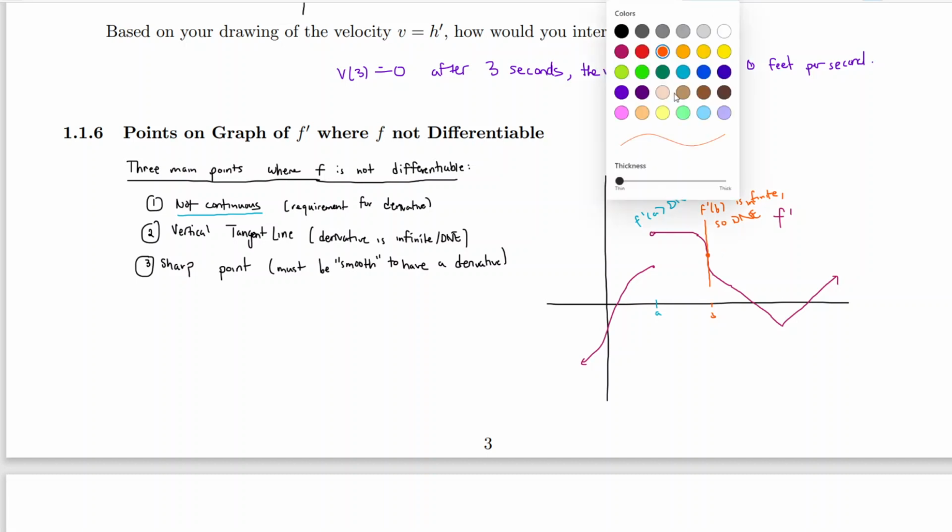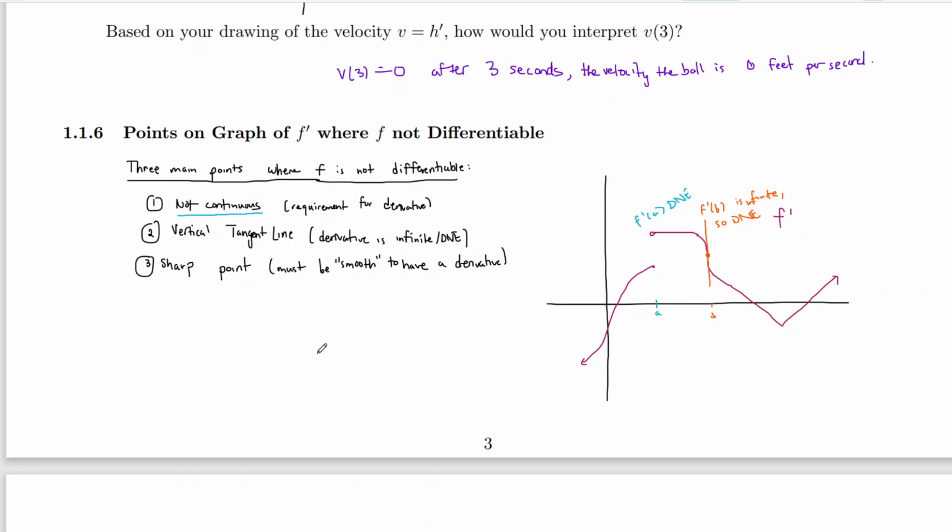All right, the other kind of point is one where you have a sharp point. And that's going to look a lot like you have 2 lines coming to a point on your graph. I'll call this c here. It's a sharp point. It pretty much looks like a V. And the reason that it's not differentiable there is you really need a smooth graph. So what we would say here is f prime of c also does not exist.